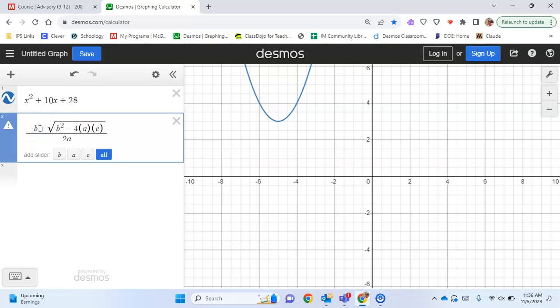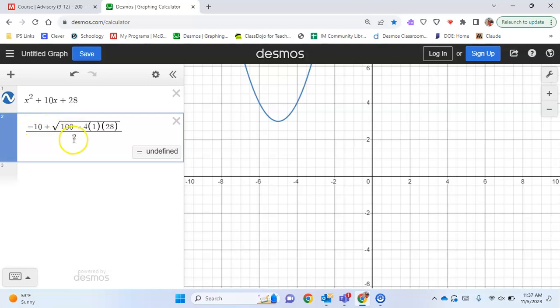The opposite of B would be -10. 10 squared would be 100. 4 times A is 1, and C is 28. 4 times 28, I don't know what that is. 2 times 1 is 2. 4 times 28, let's see, that'd be 56. 112. 100 minus 112 would be -12.